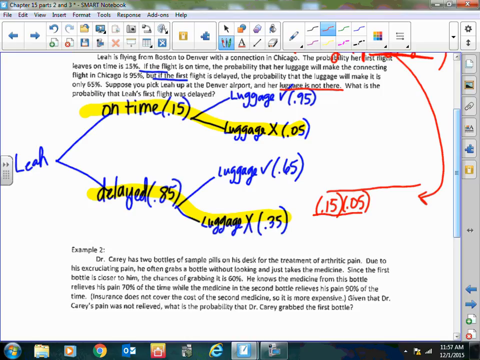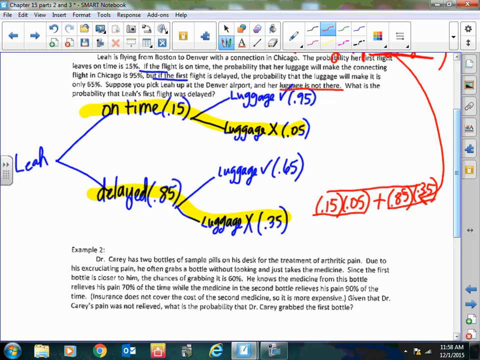Do I see multiplication, or is it adding? What's the other way? 0.85 times 0.35. So this is the delayed and not getting there. So that's the denominator. That's the whole, both ways that it might not get there.